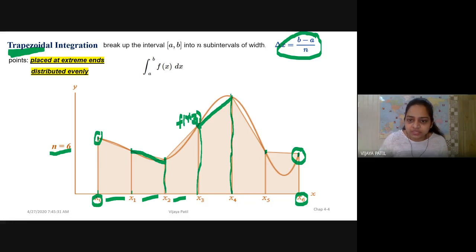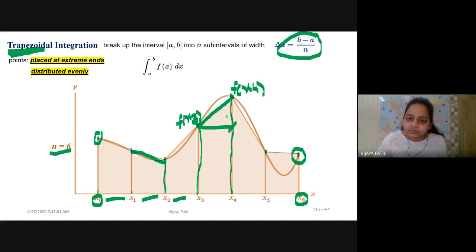And this corresponding point is f of x4, right? Now, if I wanted to find out the area of this trapezoid, that means I have to find out the area of this triangle here. But what is this triangle? You know the area of the triangle is half times the width and the height over here.